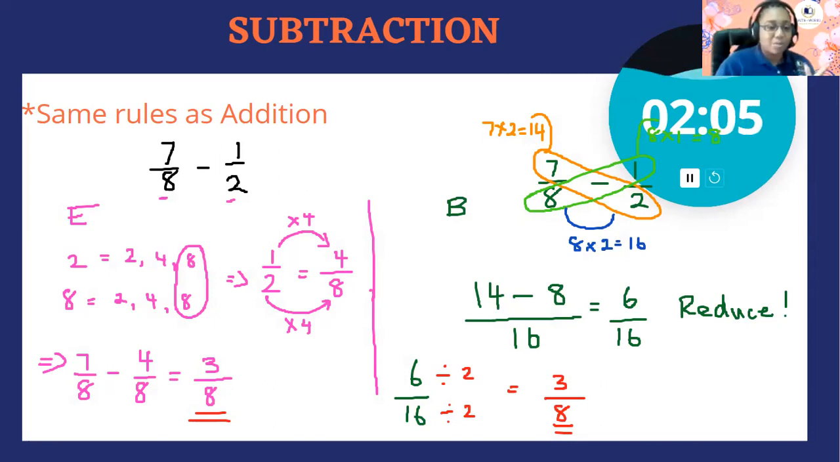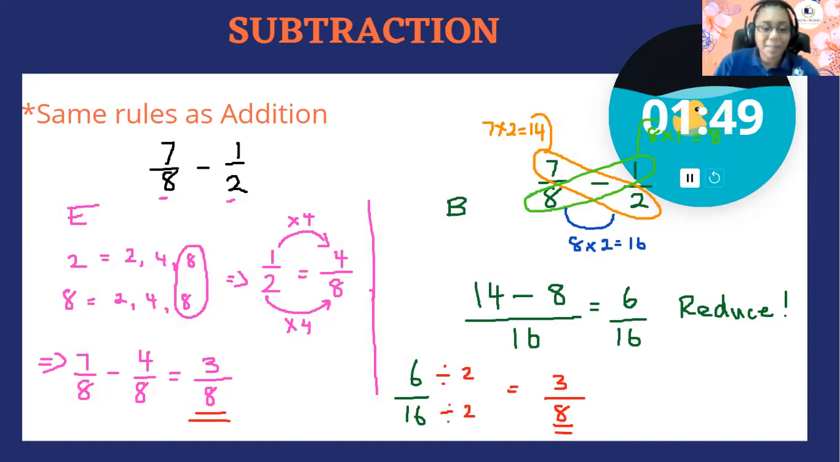2 changes to 8 when you multiply by 4. 1, you multiply by 4, you will get 4. Then 7/8 minus 4/8 will give us 3/8. So you have two different ways to do it. Some people prefer the butterfly, some people prefer the equivalent fraction method.